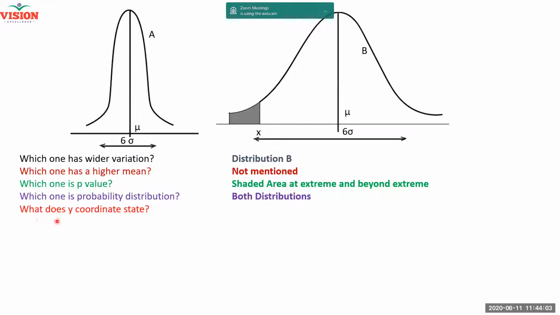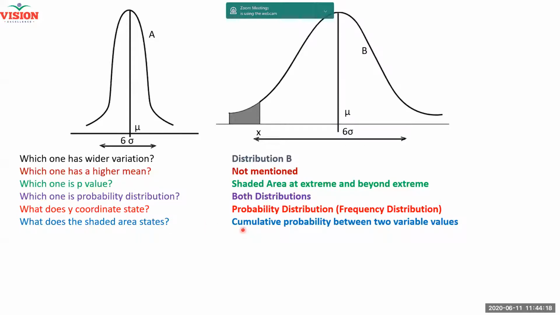What does Y coordinate indicate? It indicates probability distribution. That is called frequency distribution, right? And then what does the shaded area state? Cumulative probability between two variable values. That is, this is one value, this is another value. The probability of occurrence between these two values is given by the shaded area. If I shade the entire thing, probability will be 100%.